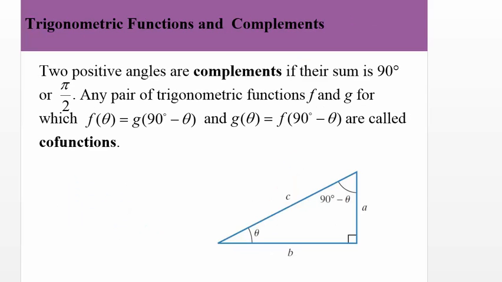All right, up to bat next, we've got trigonometric functions and complements. Now it says 2 positive angles are complements, and some of you may remember this from your old high school geometry courses, complementary angles. If the 2 angles add up to 90 degrees, or if we're talking radians, pi over 2 radians. So any pair of trigonometric functions f and g for which f of theta equals g of 90 degrees minus theta, or pi over 2 radians minus theta, are called cofunction identities.